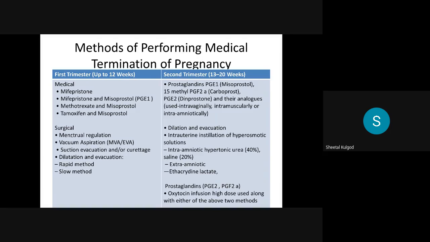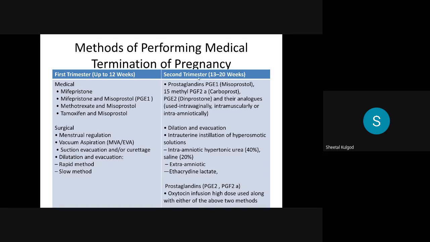Surgical methods for the first trimester include menstrual regulation, vacuum aspiration, which is either MVA, that is manual vacuum aspiration, or EVA, that is electronic vacuum aspiration, suction evacuation and curettage, dilatation and evacuation, which is again a rapid method or a slow method. So these are the different methods used for termination of the pregnancy in the first trimester.